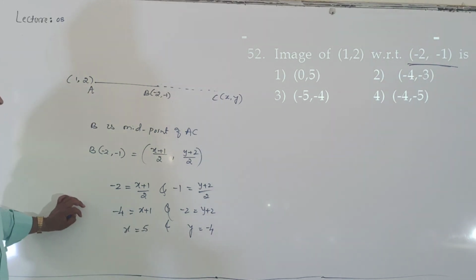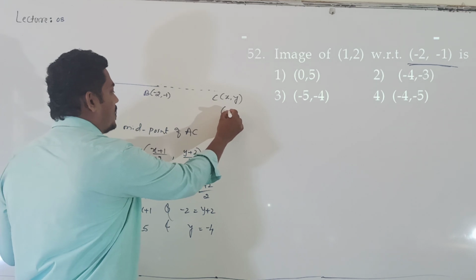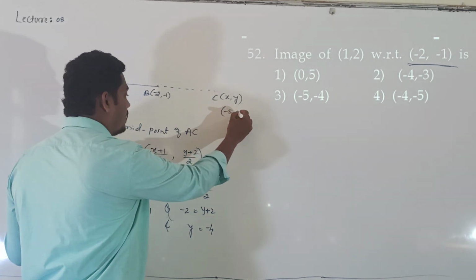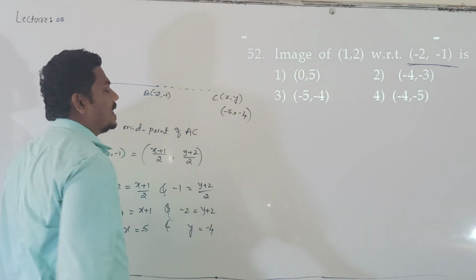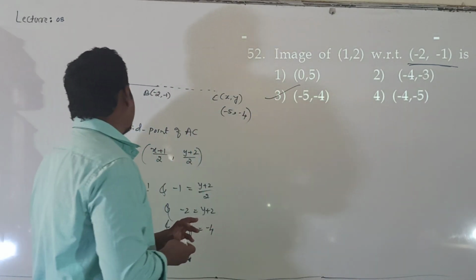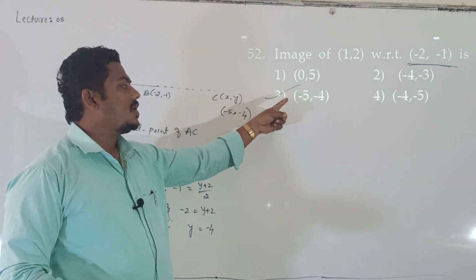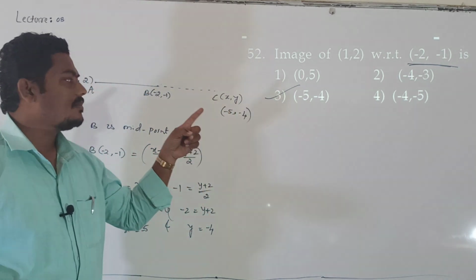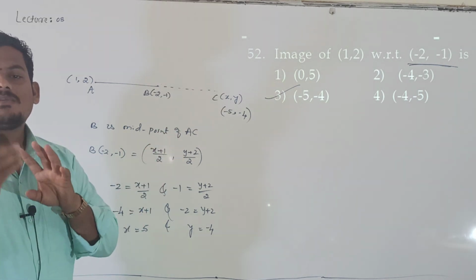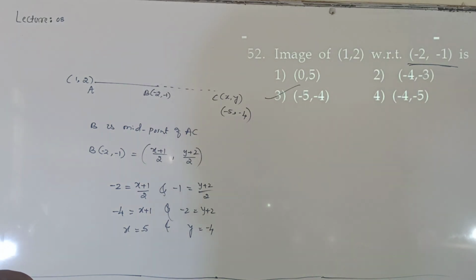X value minus 5, y value minus 4 means (-5, -4). That is the third option. The image of point A with respect to point B is (-5, -4). Image of one point with respect to another point, right? Next problem.